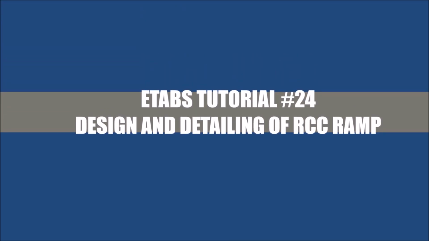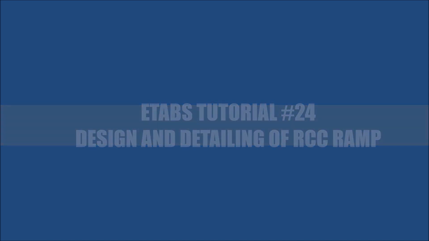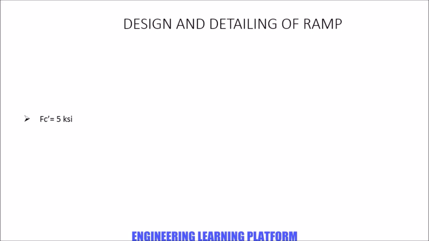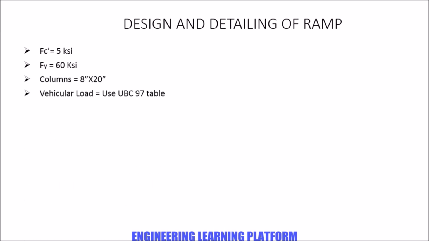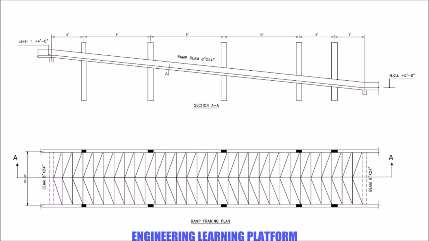In this video, you will learn the complete design and detailing of a reinforced concrete ramp using ETABS. The scenario is given as: compressive strength of concrete 5 KSI, yield strength of steel 60 KSI, column size 8 by 20, vehicular load to be used, and UBC 97. The dimensions and the elevation of the ramp are given.